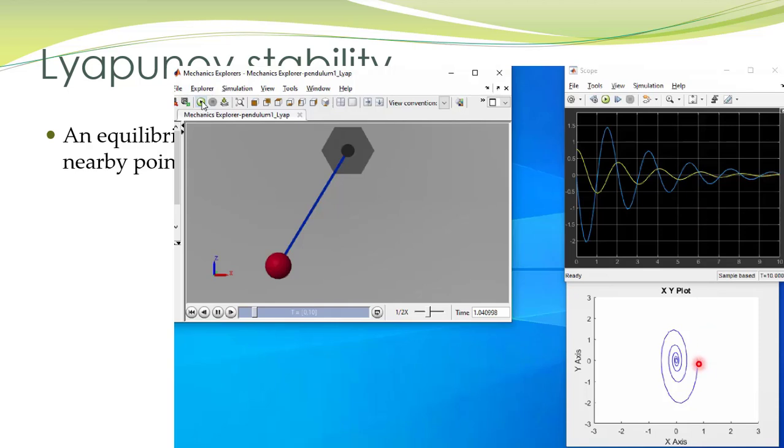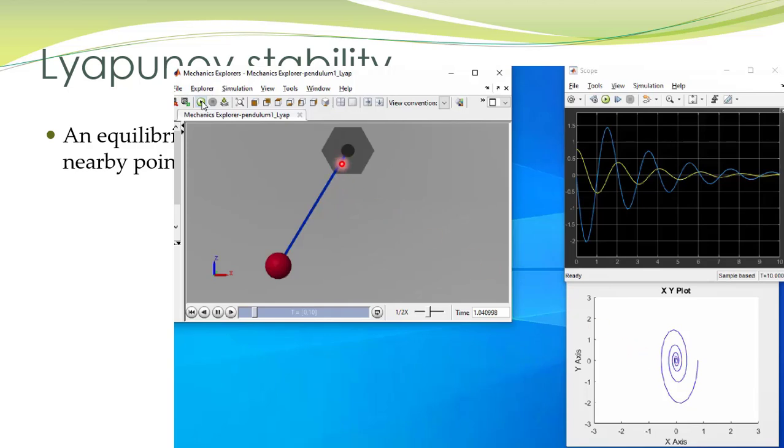And here is the phase portrait of the same system, with the state x1 on the horizontal axis and x2 on the vertical axis, that is angular position on the horizontal axis and angular velocity on the vertical axis. The equilibrium point under consideration is at origin, that is over here, and the trajectories which started from initial conditions near the equilibrium point stayed near the equilibrium point. Therefore, this equilibrium point at origin is a stable equilibrium point.